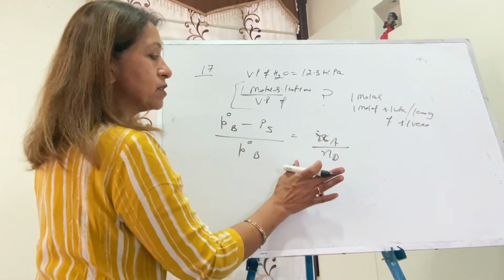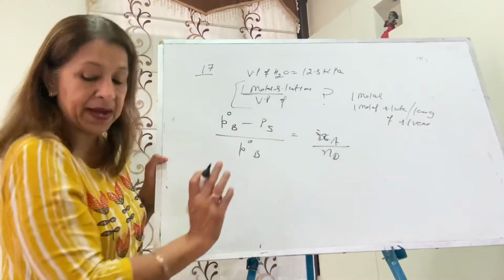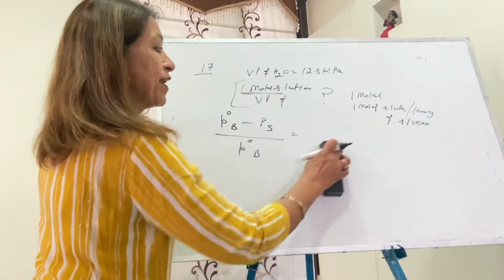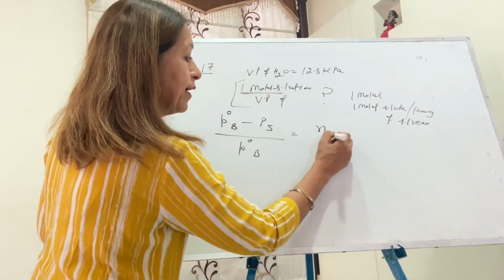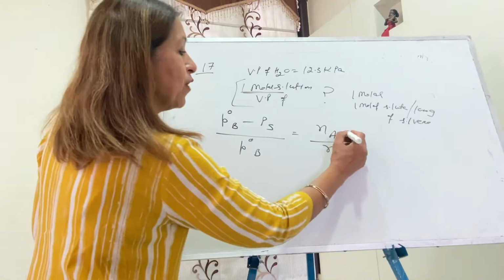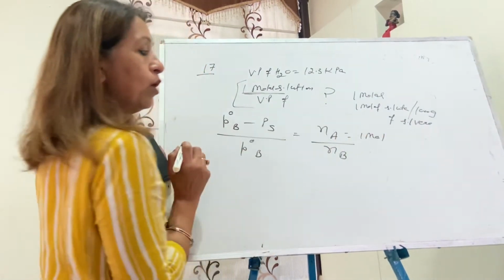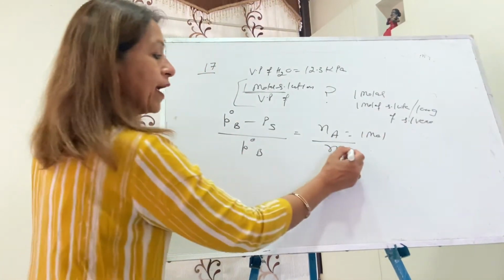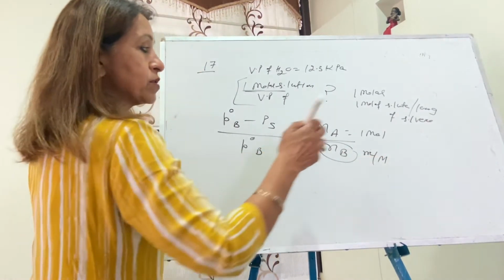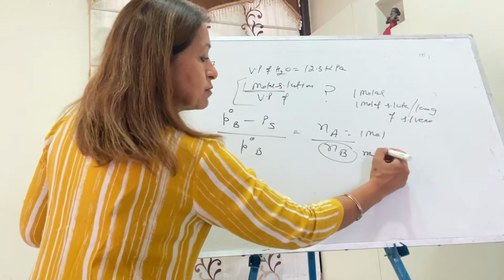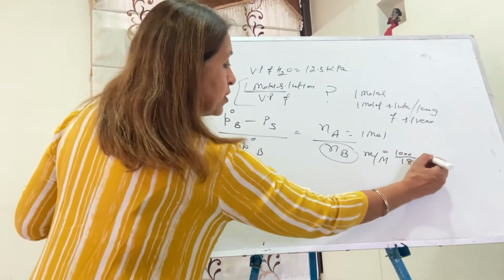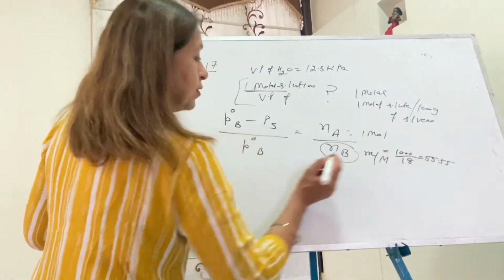No need to take this. Now you may write simple Na by Nb. You apply the simple formula because it's 1 molal. Now your Na is 1 mole. And your Nb is small m by capital M. Because it is 1000 gram, your small m is 1000 and capital M of water is 18. That is 55.55.